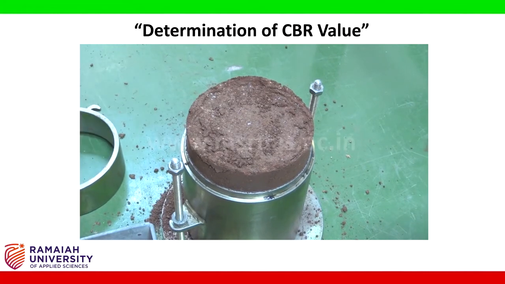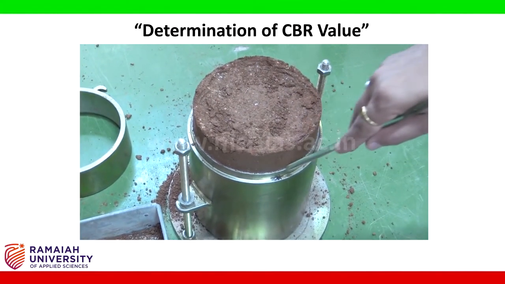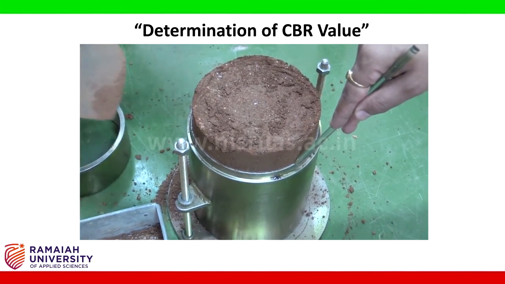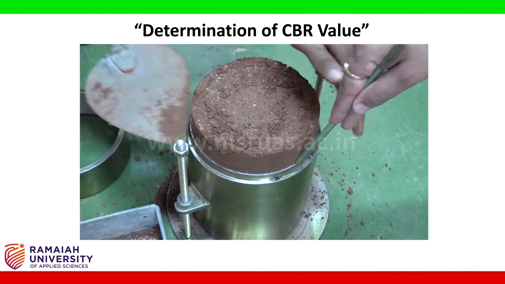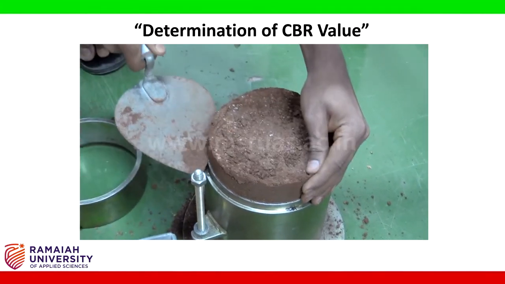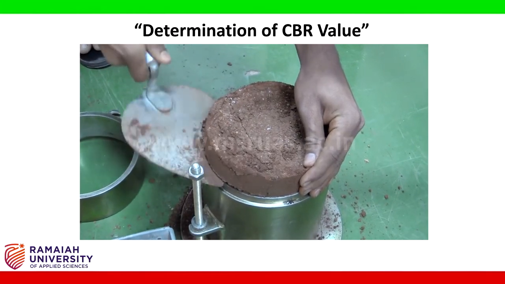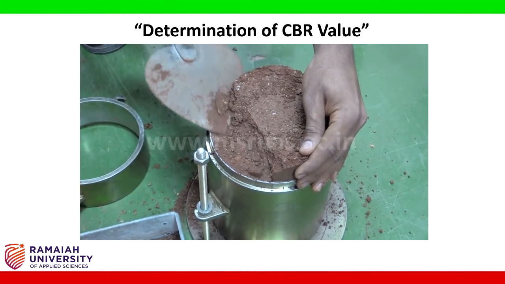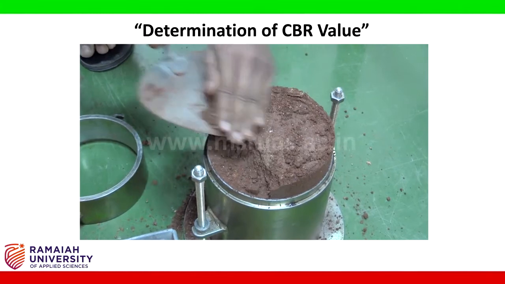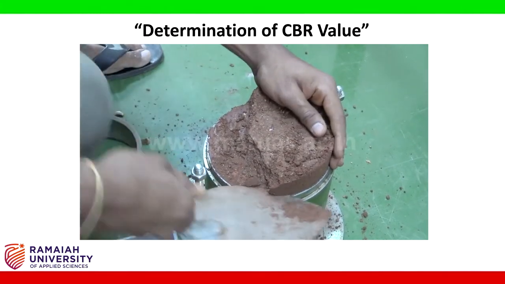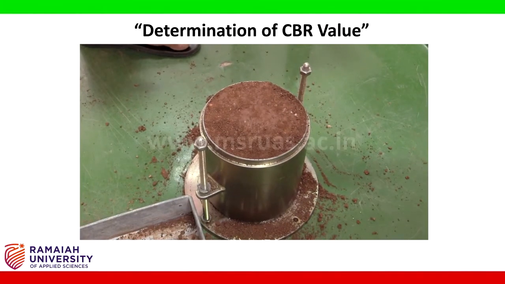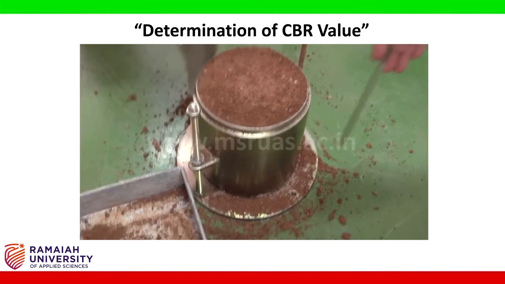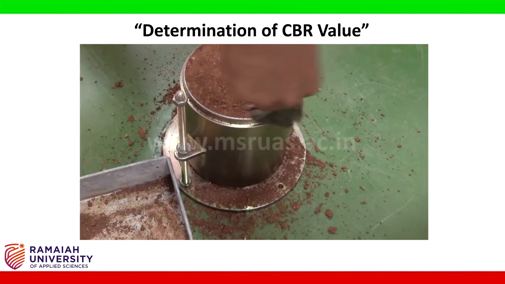Once the collar is removed, it is now time to trim the specimen at this level to achieve a height of specimen of around 175 mm. We can make use of the trowel or cutter to trim the specimen. Once we have trimmed the surface like the way it is being shown now, clean all the soil that is being spilled out and transfer it back into the tray.